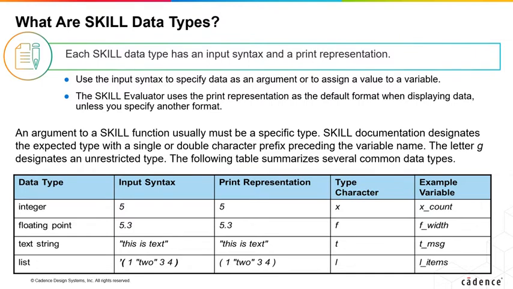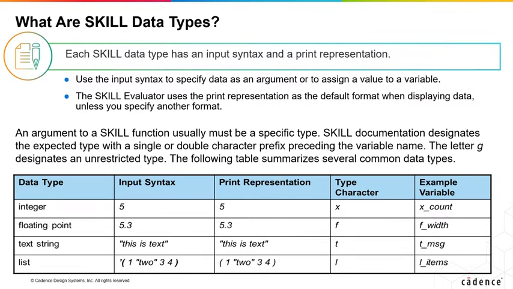Now, what the skill documentation does is designate the expected type of data with a single or double character prefix preceding the variable name. If a variable can be one or more types or an unrestricted type, the letter G is used in that case. The following table summarizes several common data types.